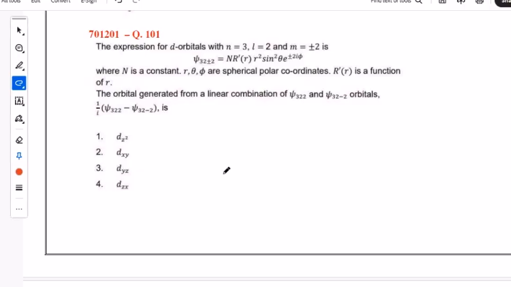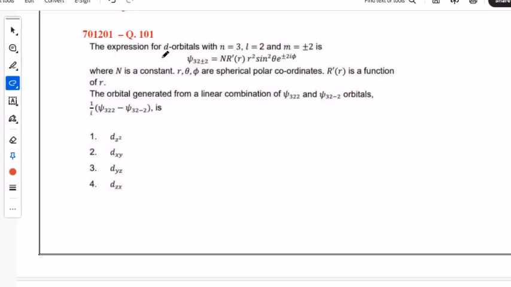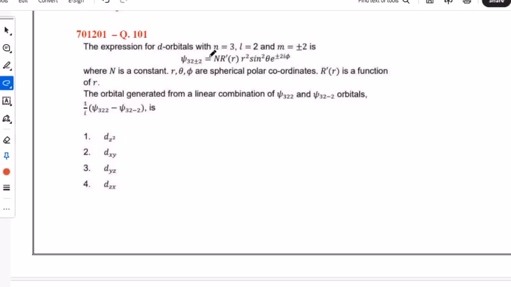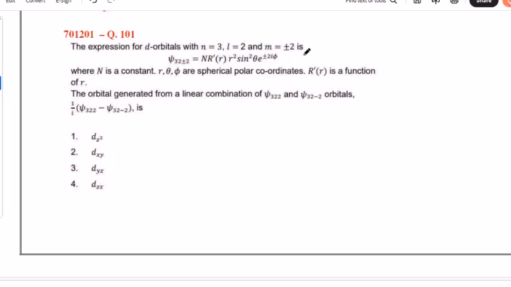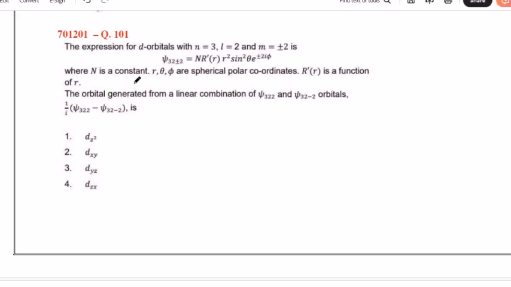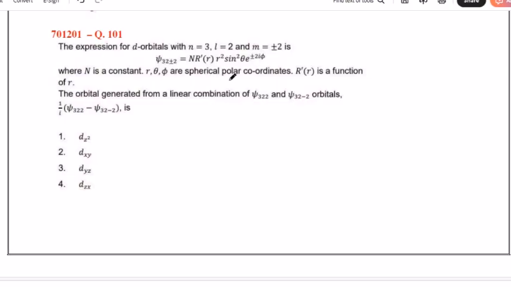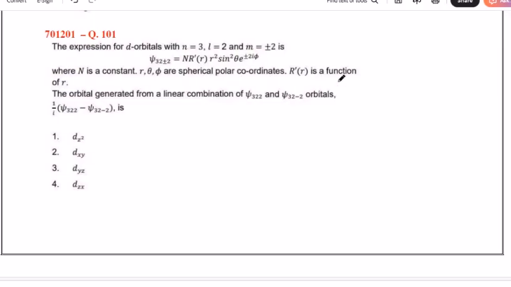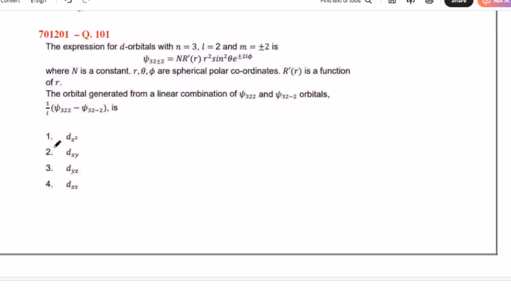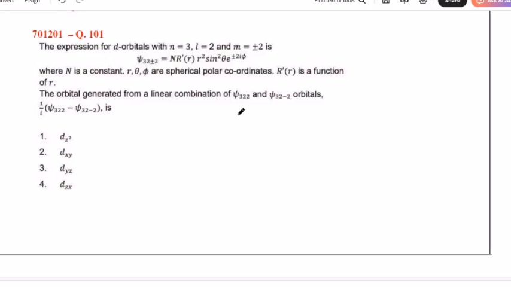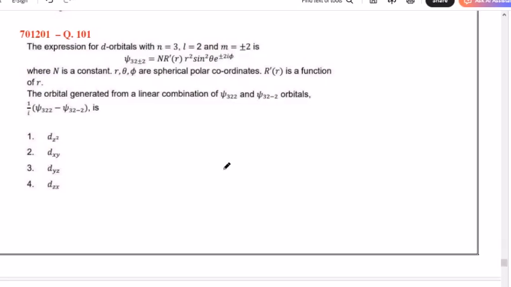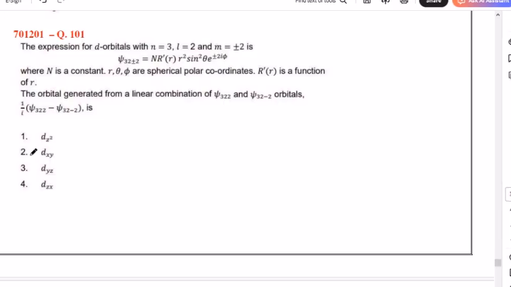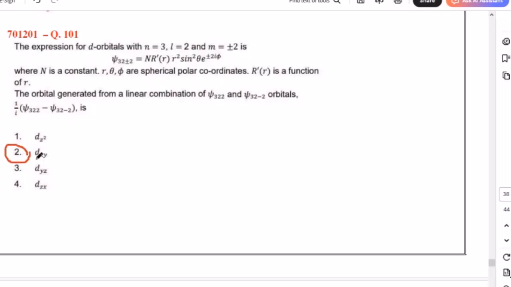Next, question number 101, the expression for d orbitals with n equal to 3, l equal to 2 and m equal to plus or minus 2 is... where n is constant, in spherical polar coordinates, and this is a function of r. The orbital generated from a linear combination of these orbitals is option number 2, dxy, the correct option, friends.